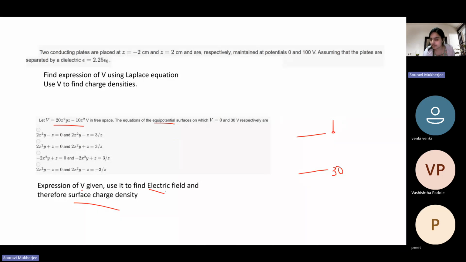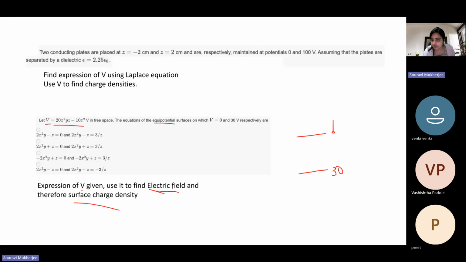How do you find the electric field? Electric field is nothing but minus grad V, right? So you know V, and if you do a gradient of this, you end up getting the electric field. So E is equal to minus grad V. That means you have to do individual partial derivatives with respect to X, Y, and Z. So you find Ex, Ey, Ez by doing a gradient of this expression of potential. That gives you the general expression of electric field.